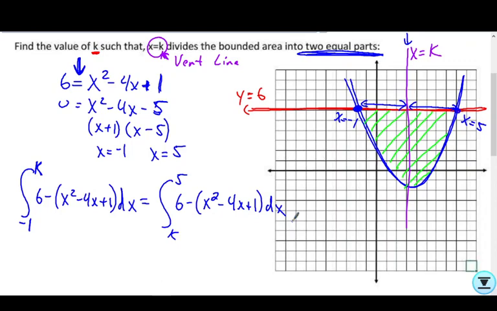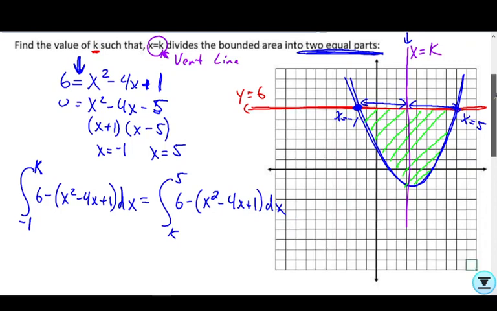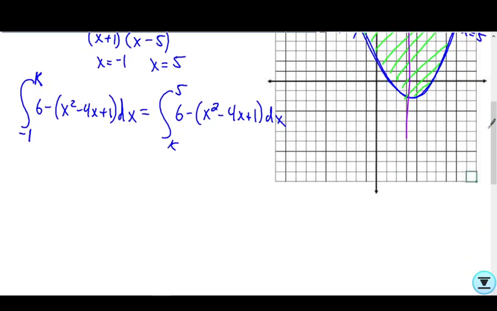Or you could say that the total area minus one of those equals the other one. Or you could find one and the total area and multiply it by 2. There's a bunch of different ways, but this is basically the easiest way, the most straightforward. So at this point, we're just dealing with two definite integrals. So just evaluate them. I'm going to simplify a little bit.